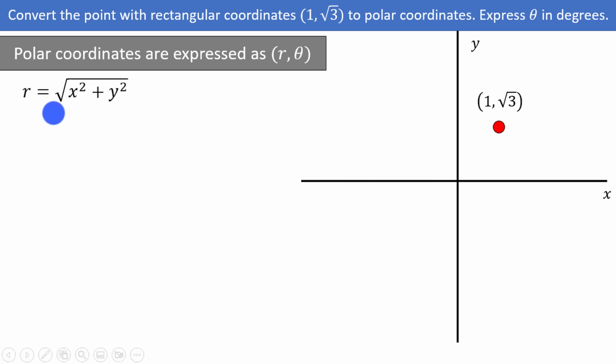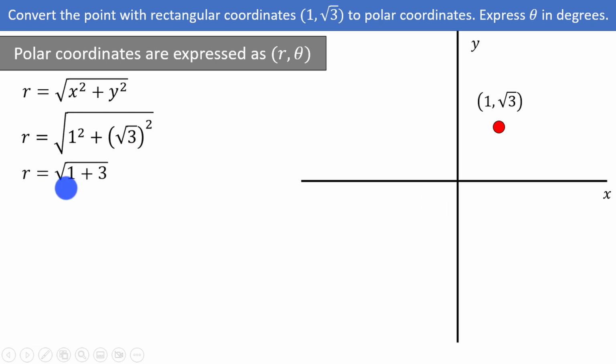We know that r is equal to the square root of x squared plus y squared. The x-coordinate is 1 and the y-coordinate is square root 3. So we have the square root of 1 squared plus the square root of 3 squared. This simplifies to the square root of 1 plus 3, which is the square root of 4, or just 2. That means we must travel 2 units out to get to this point at some angle theta.